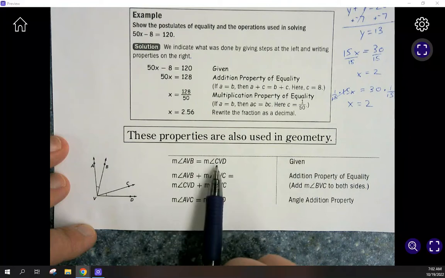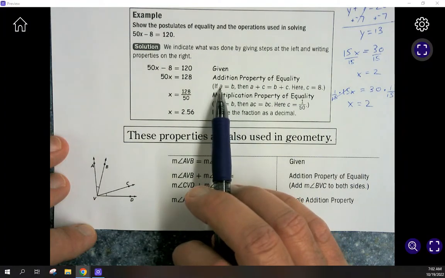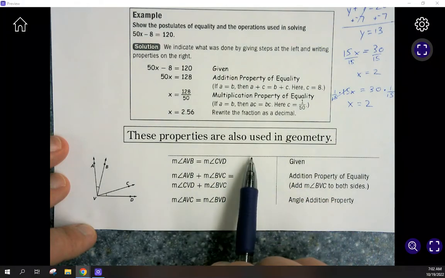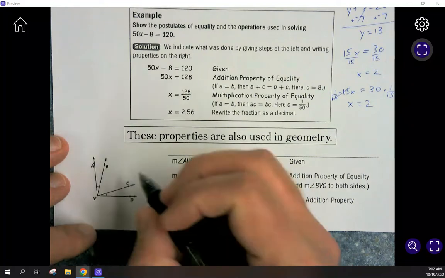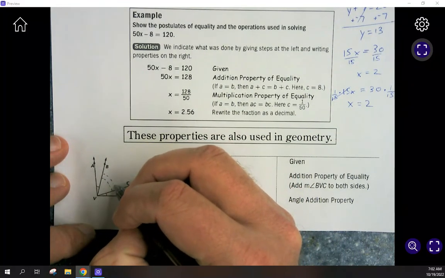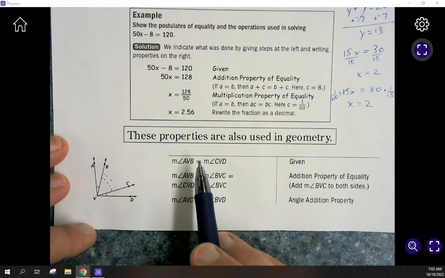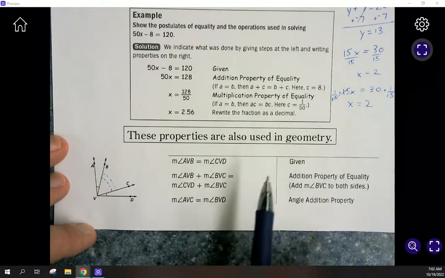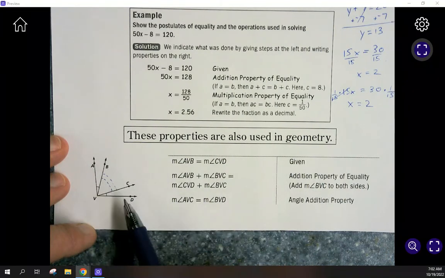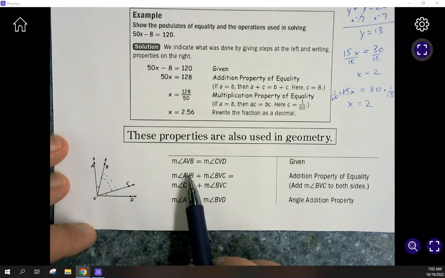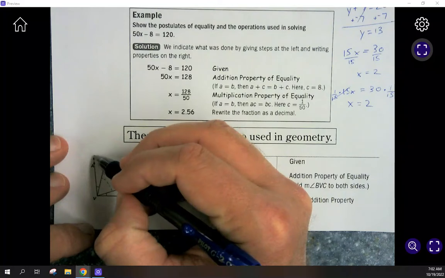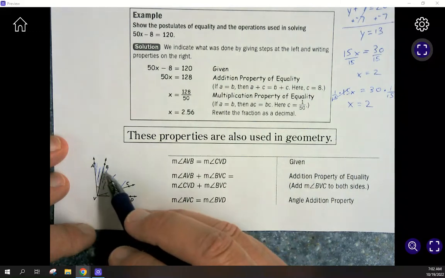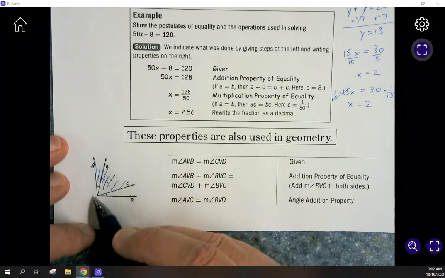So if two sides are equal, going back to this property right here, I can add the same thing to both sides, and they're still going to be equal. And so I've got those two angles, and then I've also got this one in here, BVC. And so I can add that angle to both of them since they're equal, and the result is still going to be equal. So since AVB equals CVD, I can take AVB and add BVC to it. So that would be all of this. I'm going to add them together, make one big angle, AVB plus BVC.